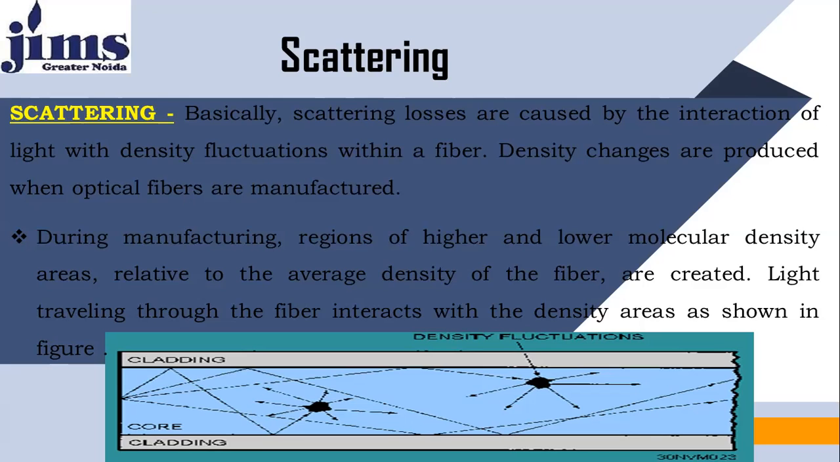This is called scattering. During manufacturing, regions of higher and lower molecular density relative to the average density of the fiber are created. Light traveling through the fiber interacts with the density areas. So in that particular picture, if the light finds some fluctuation in the density in that part of the optical fiber, scattering occurs, or the light scatters all around and comes to the cladding region of the optical fiber, and that creates a loss because the energy is leaked.